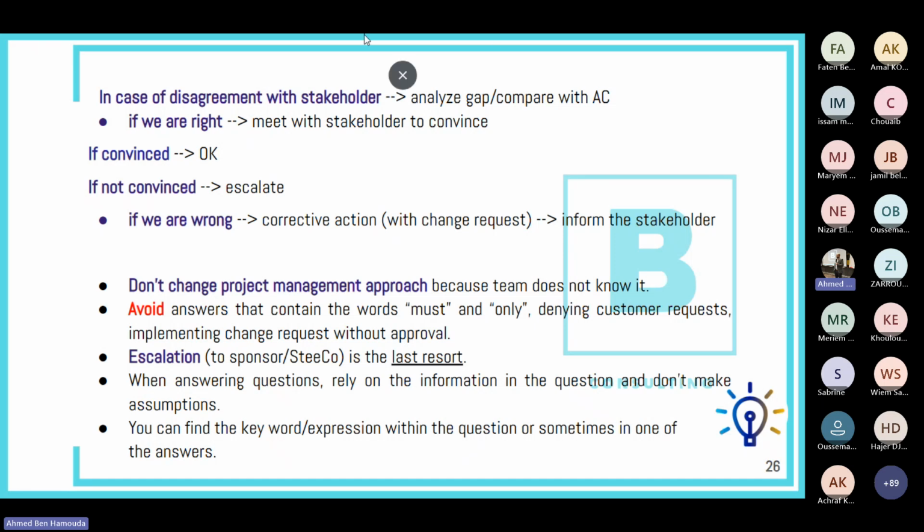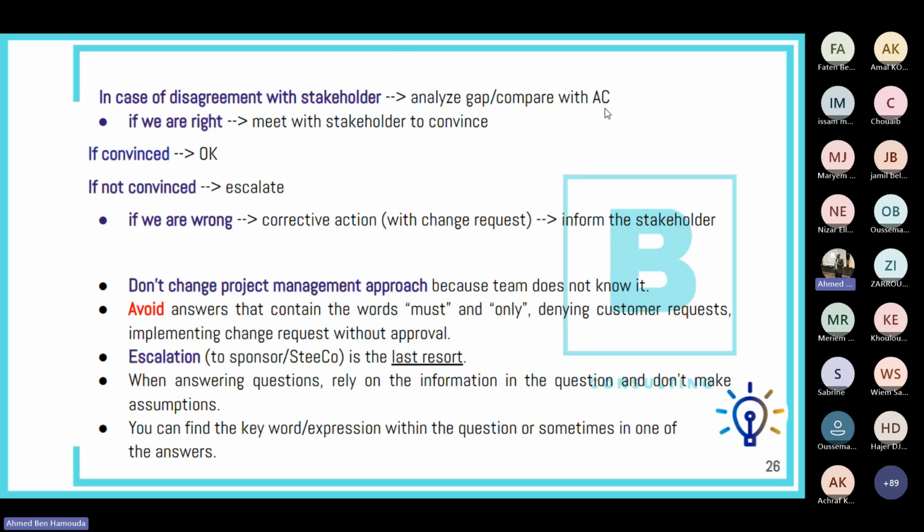Now, for example, if the question is about a disagreement with a stakeholder about the results, the deliverables, the product, and the stakeholder is complaining that it's not what they had in mind or what was agreed, then definitely what you need to do is analyze the gap. So pick the answer that indicates that you would perform a gap analysis to understand the gap between what the stakeholder requested and what the team has delivered, and also pick an answer that includes comparing with the acceptance criteria.